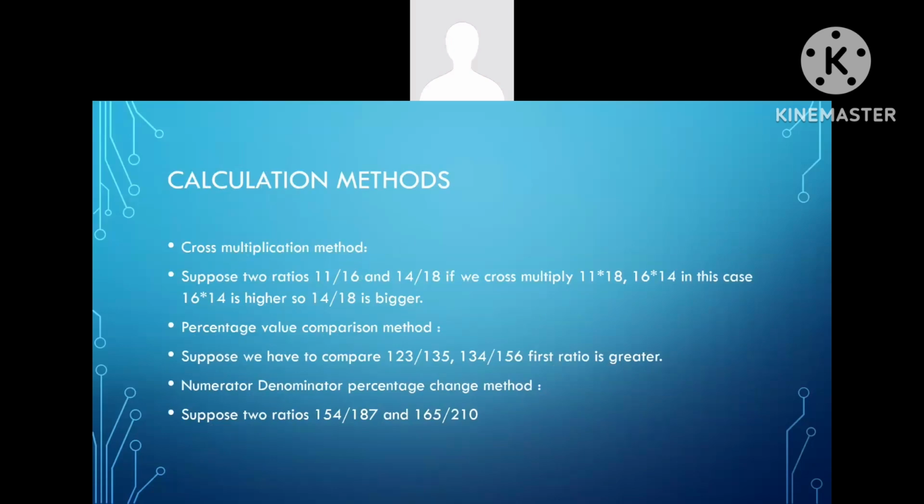Next comes the percentage value comparison method. Suppose we have to compare 123 by 135 and 134 by 156. The first ratio is greater.